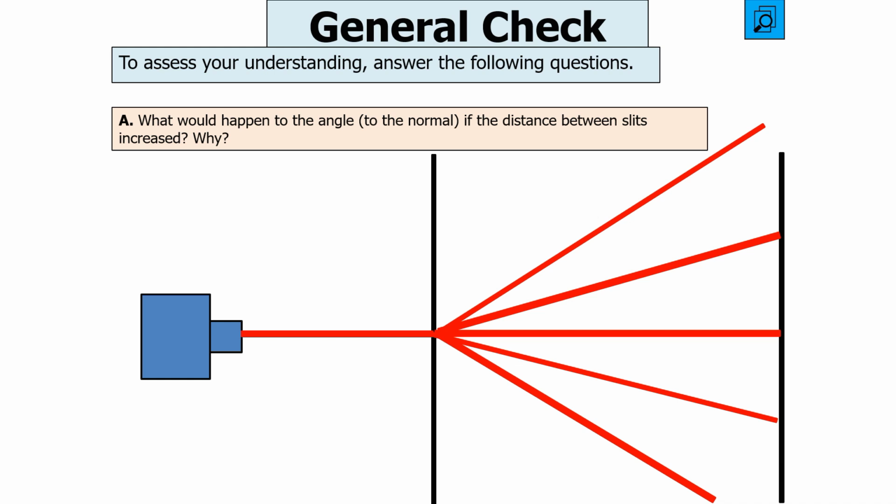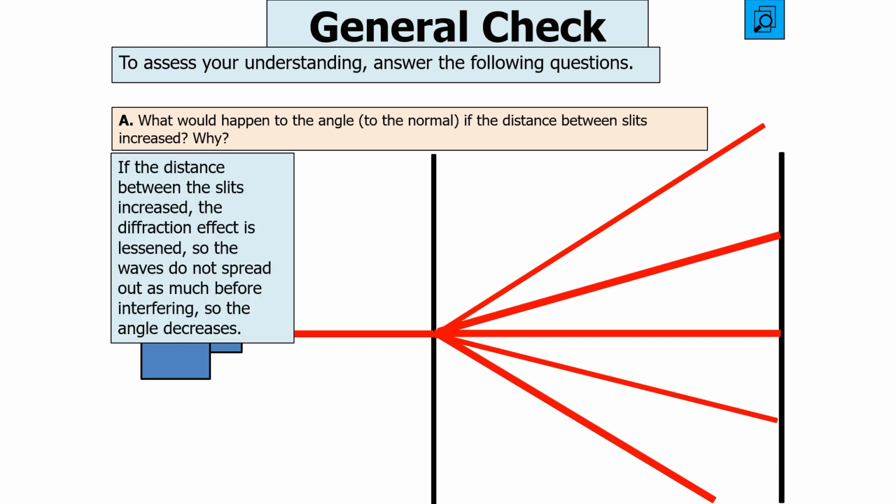What would happen to the angle to the normal if the distance between the slits increased and why? Pause the video now, then unpause the video when you want to go through your answer. If the distance between the slits increased, the diffraction effect is lessened, so the waves don't spread out as much before interfering, so therefore this will cause the angle to decrease.